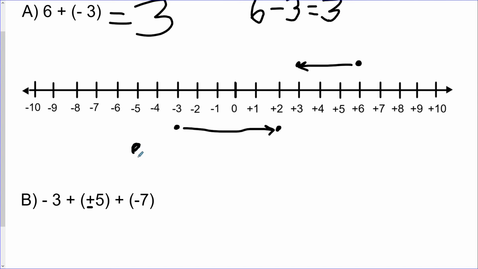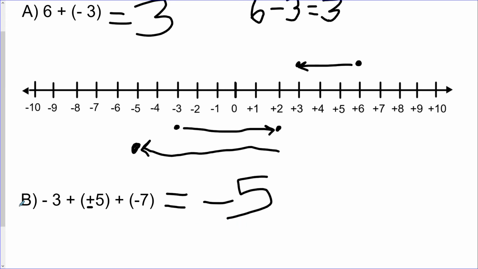Okay, so we're going to kind of move it down here. And then we end up with equals -5. So that's where you end up. After you start at -3, then go 5 in a positive direction, then go 7 in a negative direction. And as we go through the addition here, some of the questions in the homework as well will involve a number line. Feel free to use it or not, depending on how comfortable you are with the adding of integers.